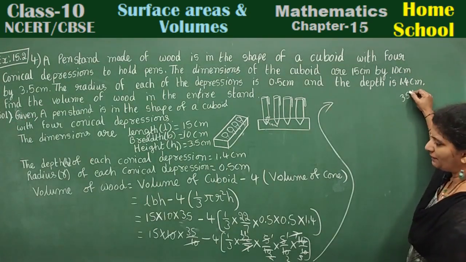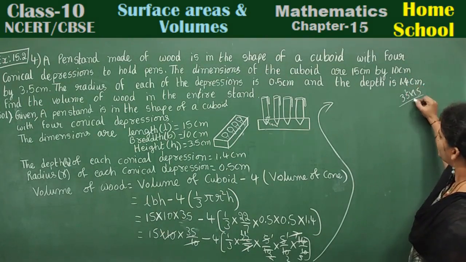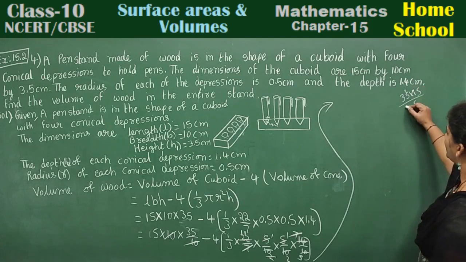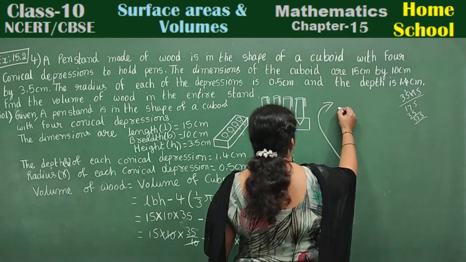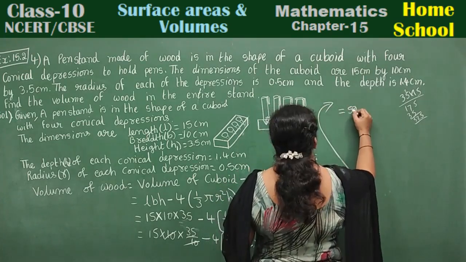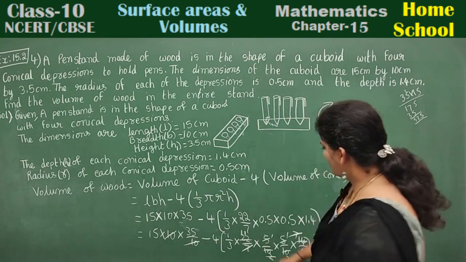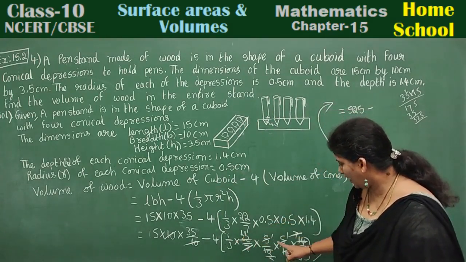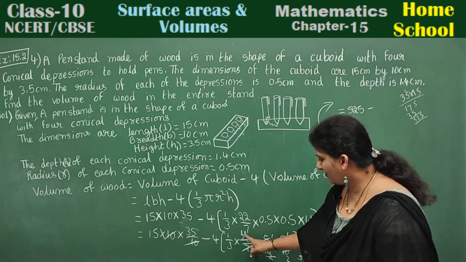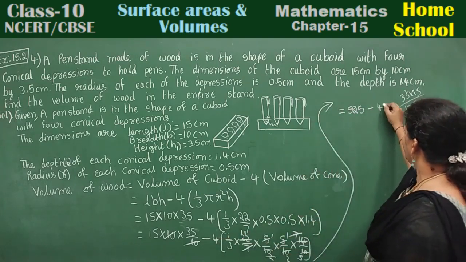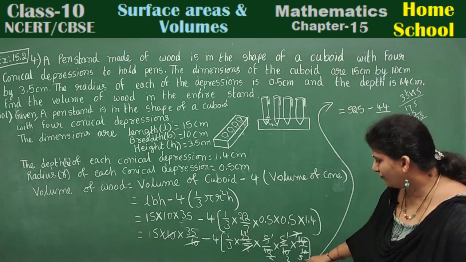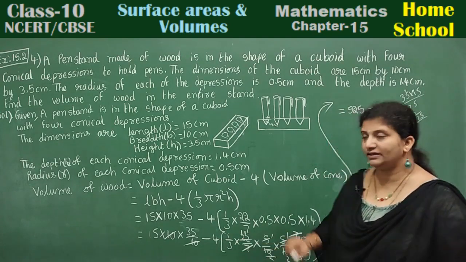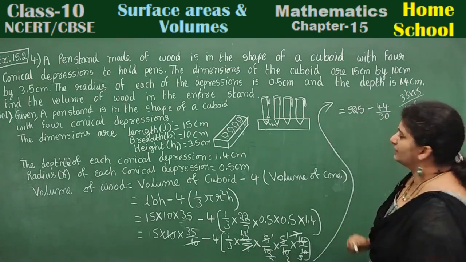Let's do the multiplication. 35 15s are, 5 5s are 25, 5 3s are 15, 15 plus 2 is 17, 35 1s are 35, and it will be 525. 525 minus, let us see here, children, what do you have? 11 is left. 11 4s are 44 by 3 2s and here 5. 5 2s are 10, 10 3s are 30. 44 by 30 you have.